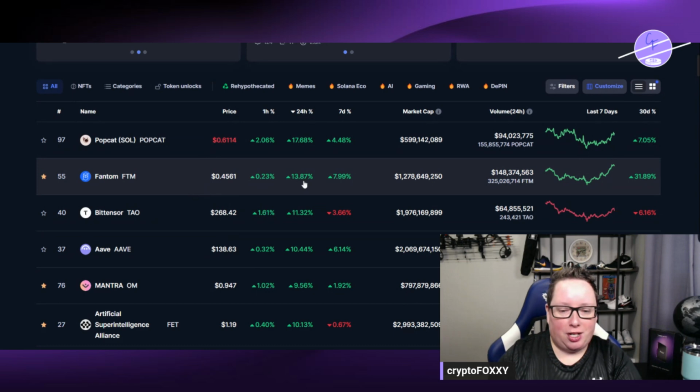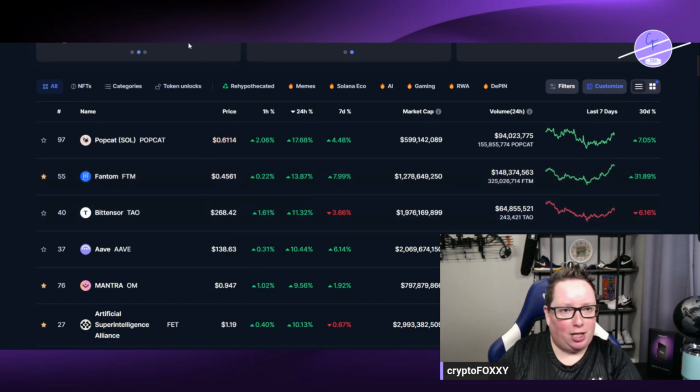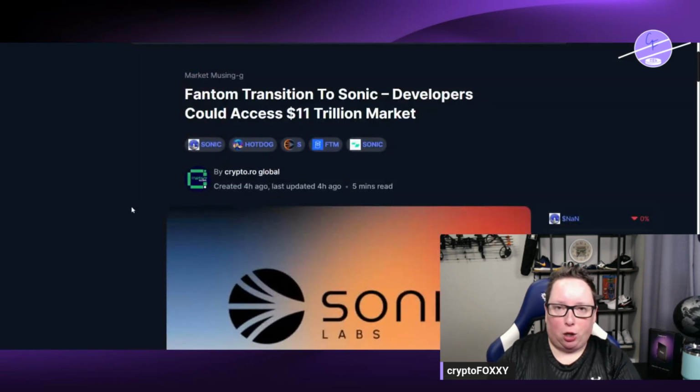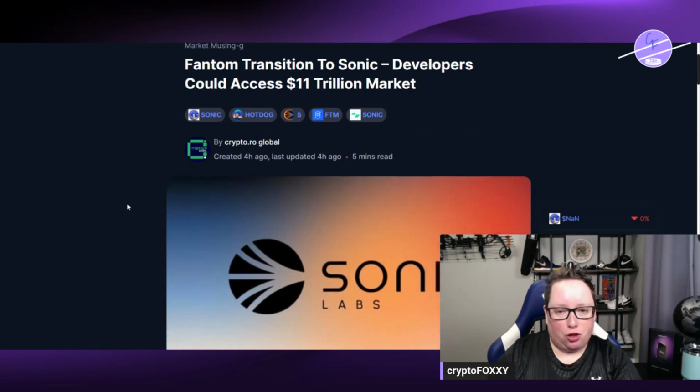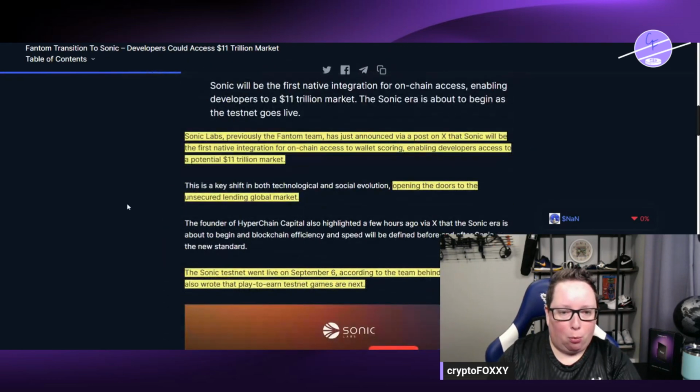Up double digits today, almost into the 14% range. This is what is basically going on with Fantom. This is a quick update on their ecosystem and what's going on there. So their transition to Sonic has been moving along.